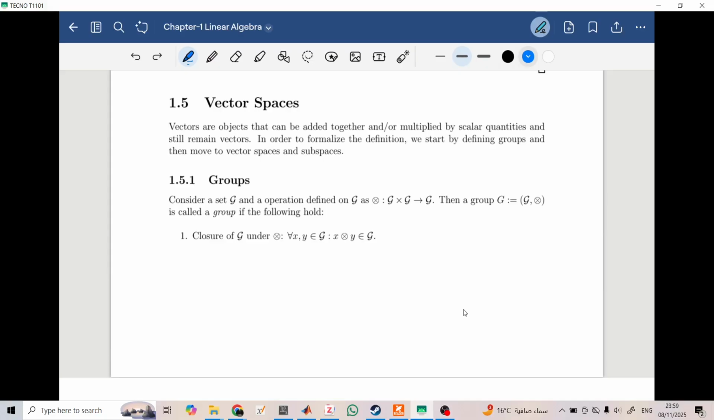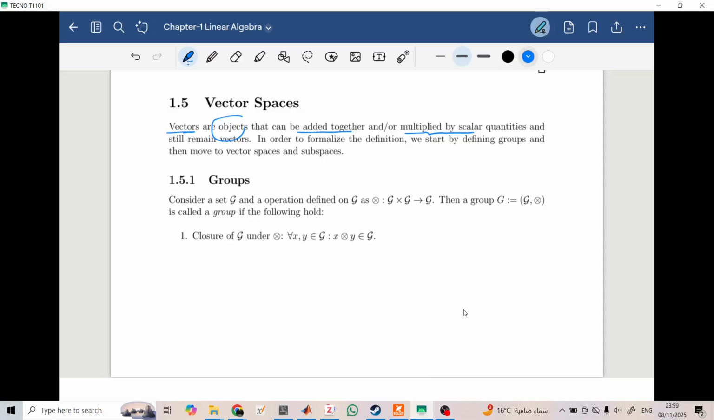The vector space is the place, the container, the holder that holds vectors, and we said vectors are objects that can be added together or multiplied by a scalar quantity. So if we have a vector that we can perform those two main operations on, okay, this is called a vector space. So we need to formalize, we need to build concepts in order to reach the vector space.